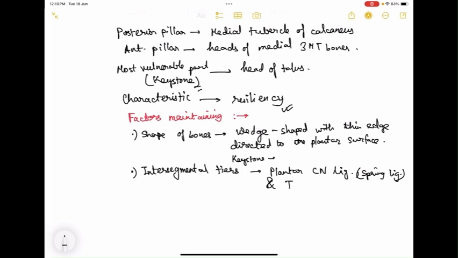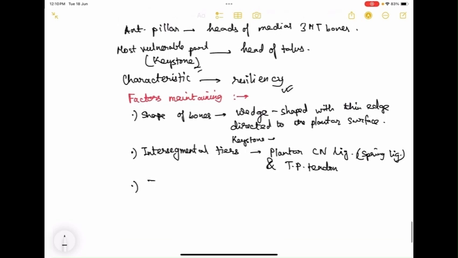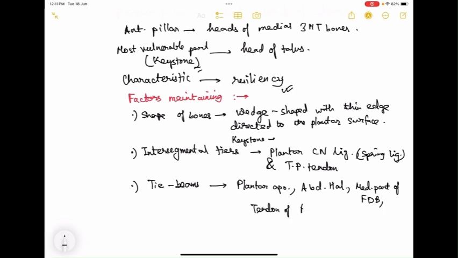And tibialis posterior tendon. Wonderful. Tie beams. Plantar aponeurosis. Big answer. This one is going to be plantar aponeurosis. Adductor hallucis. Medial part of flexor digitorum brevis. Tendon of flexor hallucis longus. Medial part of flexor digitorum longus, and finally flexor hallucis brevis.